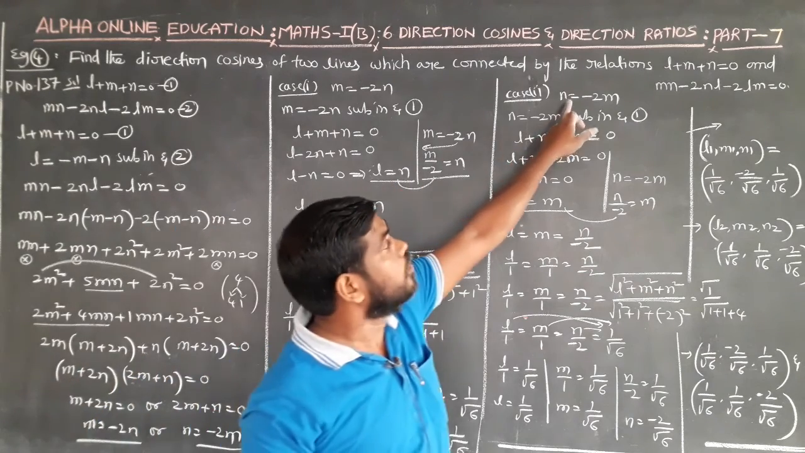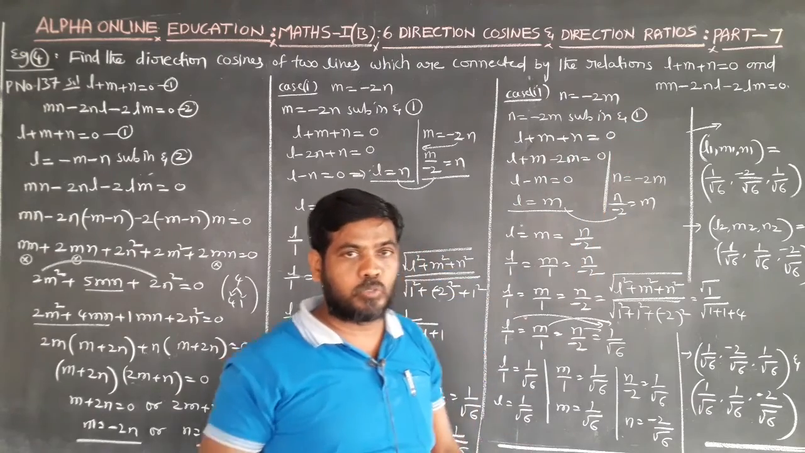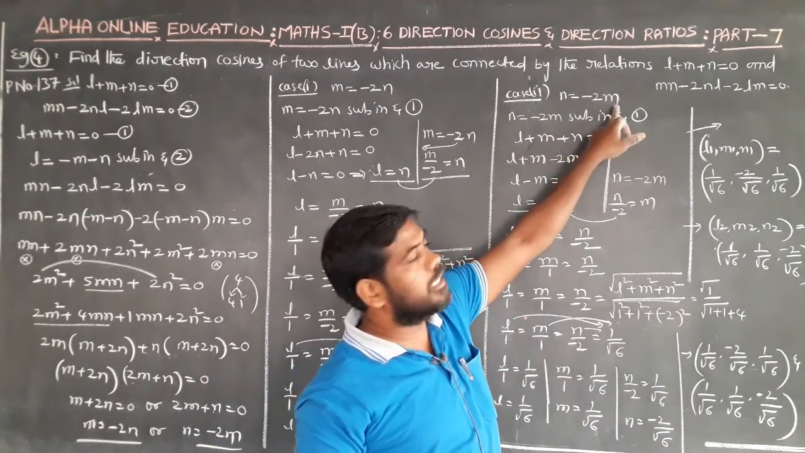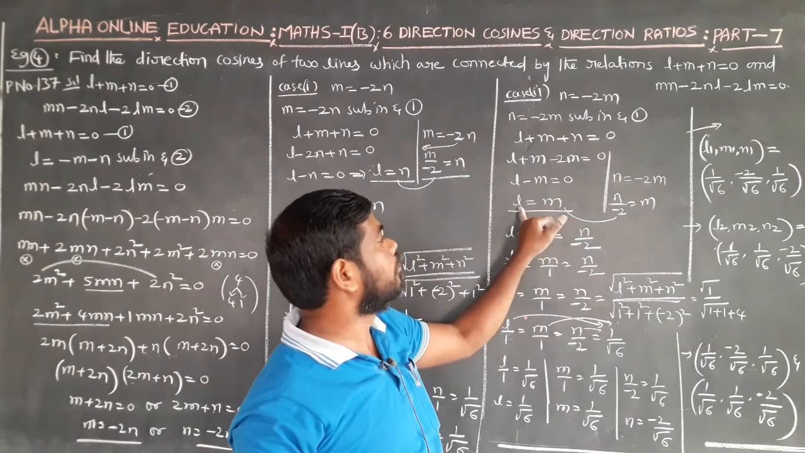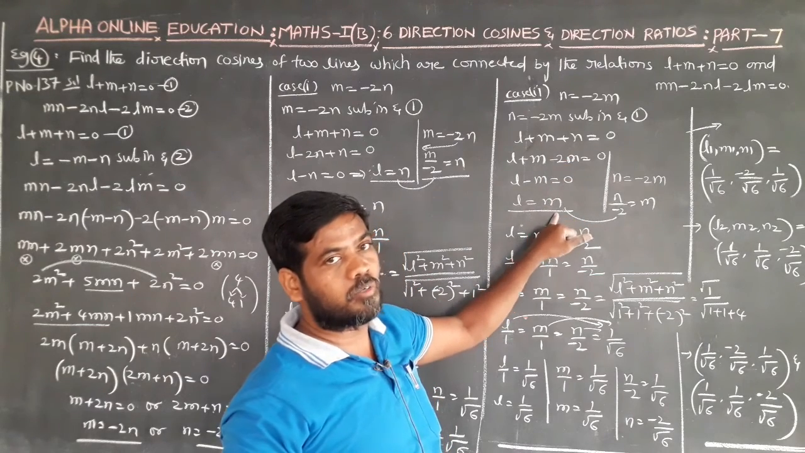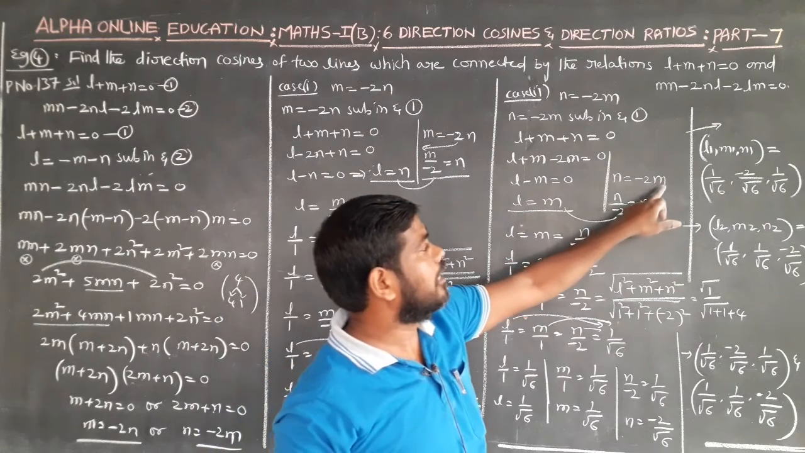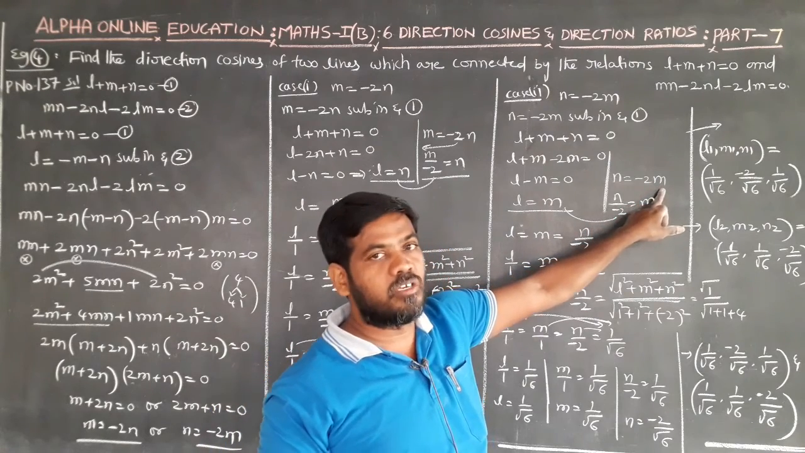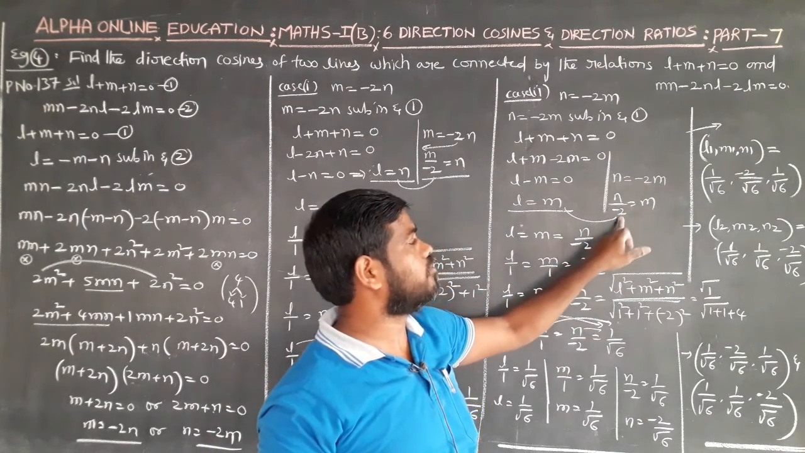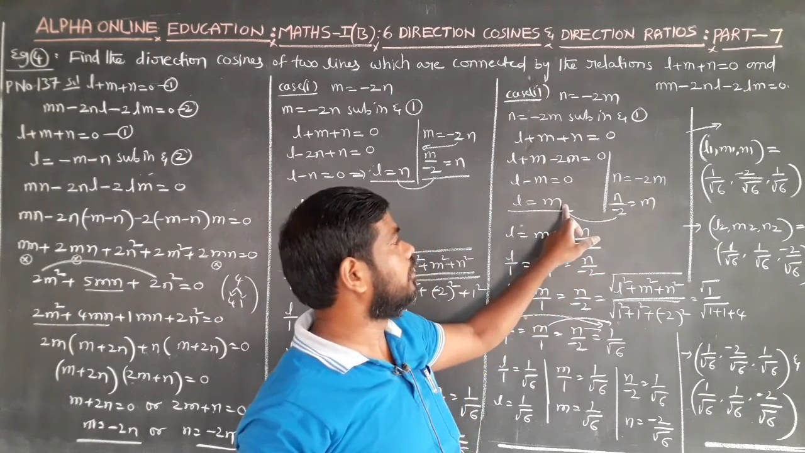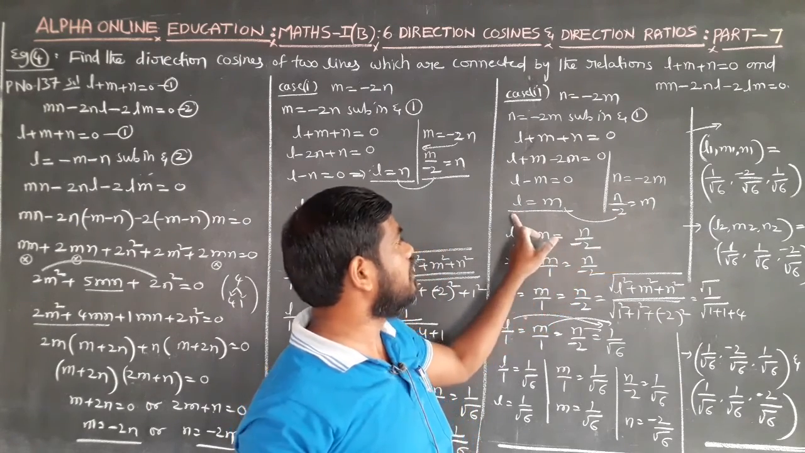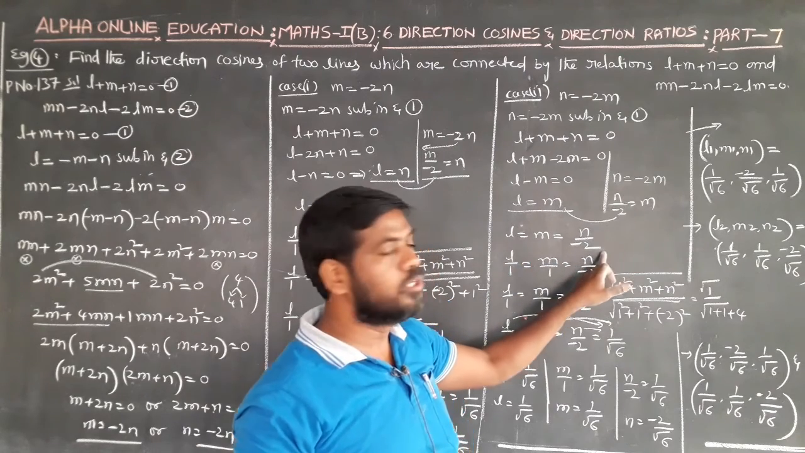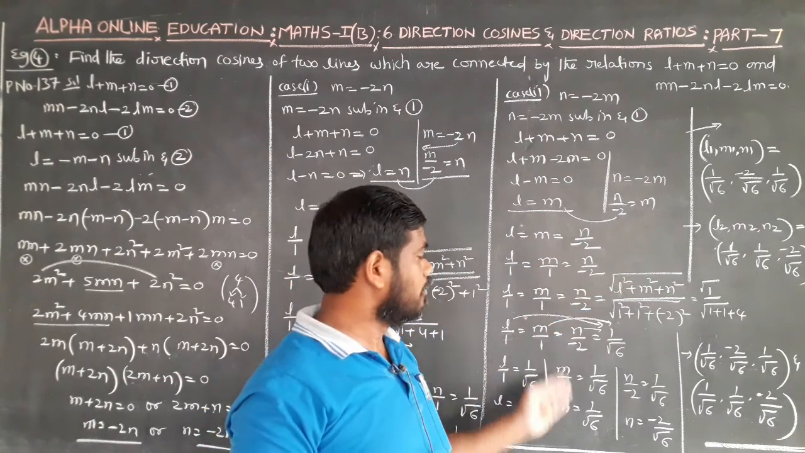Again case 2, n is equal to minus 2m. Substitute in equation number 1, simplifying, L is equal to m. Again here equating m value, so taking minus 2 to the left side, L is equal to m, m is equal to n by minus 2. So L is equal to m is equal to n by minus 2.